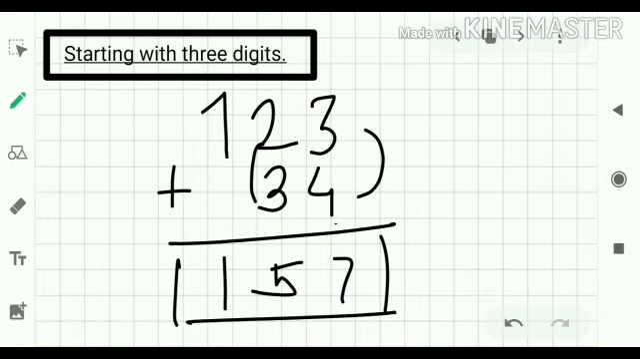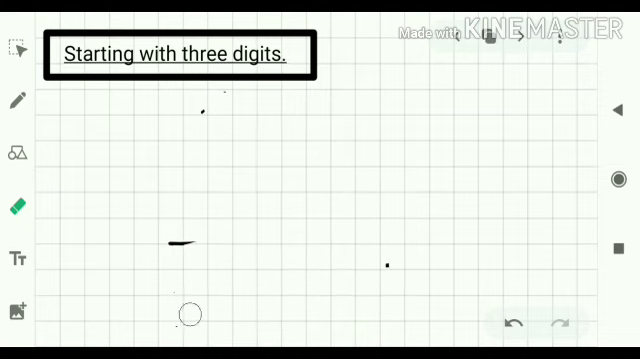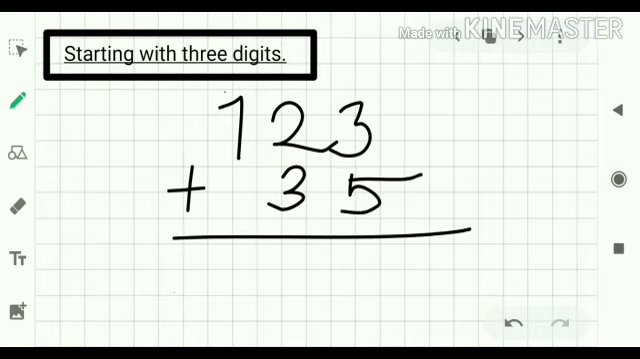Now, is there a better approach to solve this, or say a faster approach to solve this? Let us see. For example, if we take another addition of a three digit number with a two digit number, for example, let us take 123 plus 35. So if we are solving it by the rapid calculation technique, we'll have to separate these numbers into the units place and the rest of the digits. So first of all, separate this units place from the rest of the digits.